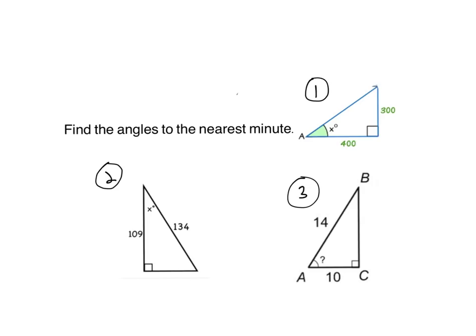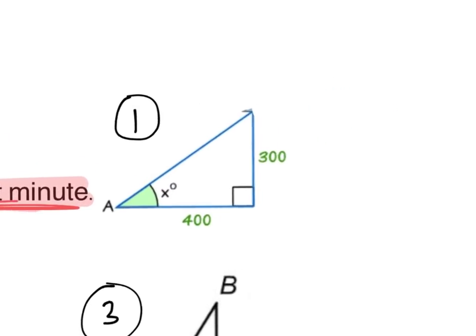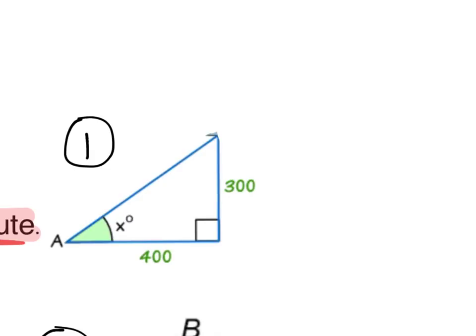The next part has you finding angles of triangles to the nearest minute. Anytime you're asked to find an angle in trigonometry, we're always going to go to the nearest minute. So look at problem number 1. The first step is to label the picture. So I'll find the right angle, label the hypotenuse.